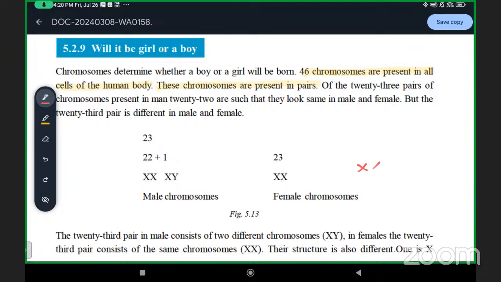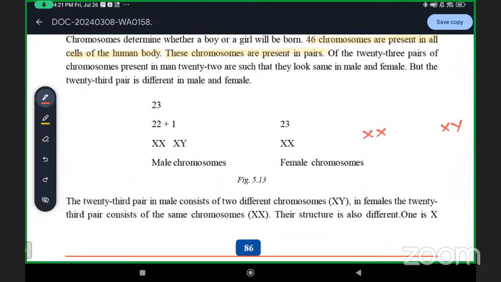How? XX, XY. This is the pair of chromosomes. This is responsible for determining whether a girl is born or a boy is born. Now we will discuss this. Of the 23 pairs of chromosomes present in a human, 22 look the same in male and female, but the 23rd pair is different in male and female.